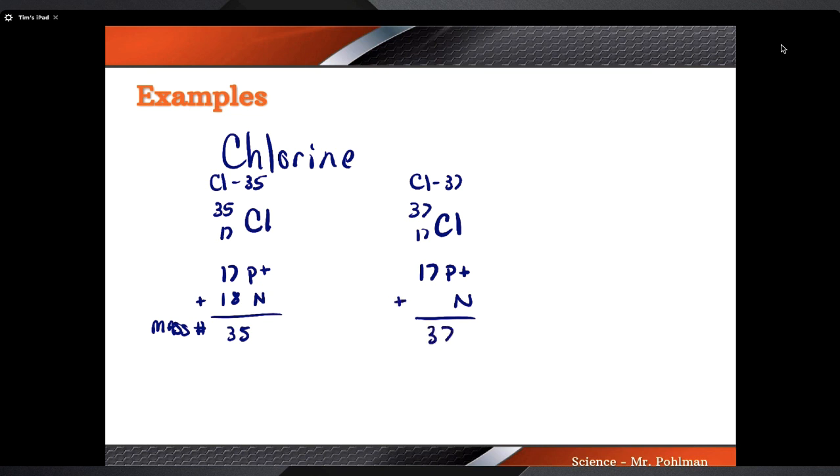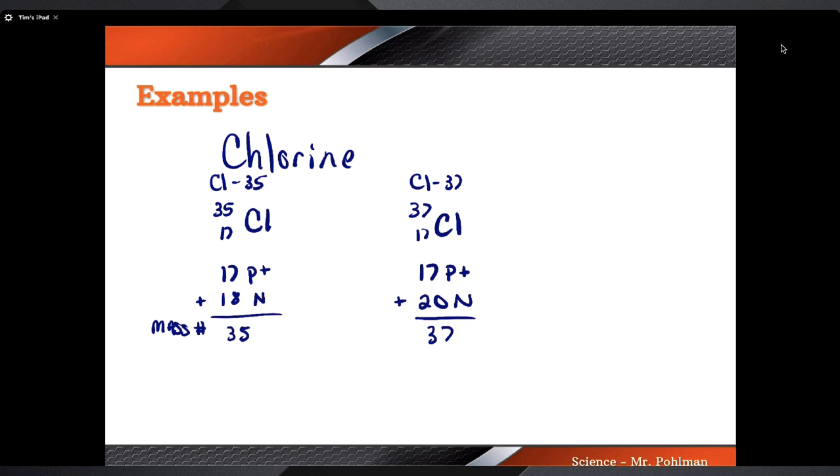Well, if we do the math, this is a little bit easier here. It's going to be 20 neutrons. All right, now that gives it its look. What is this thing going to be? It's going to be chlorine, regardless of what the mass is going to be.